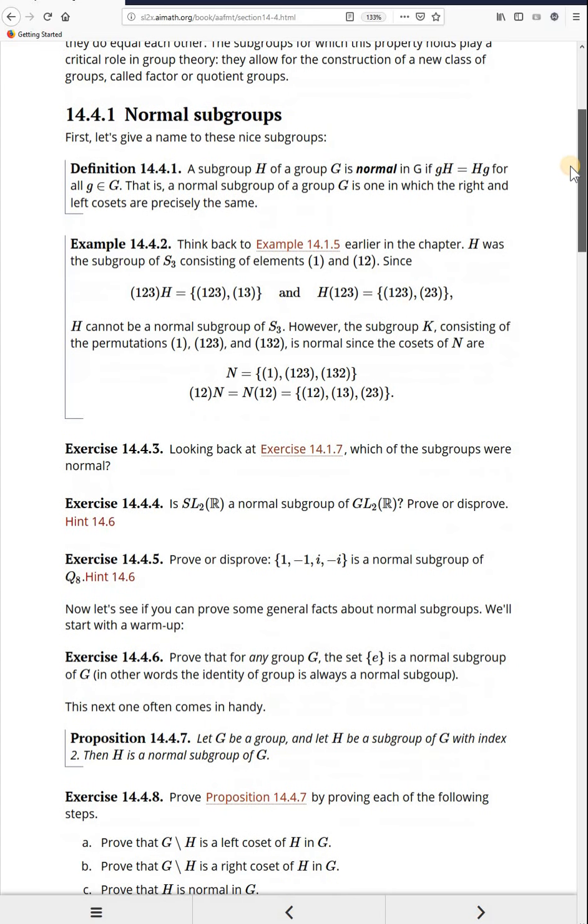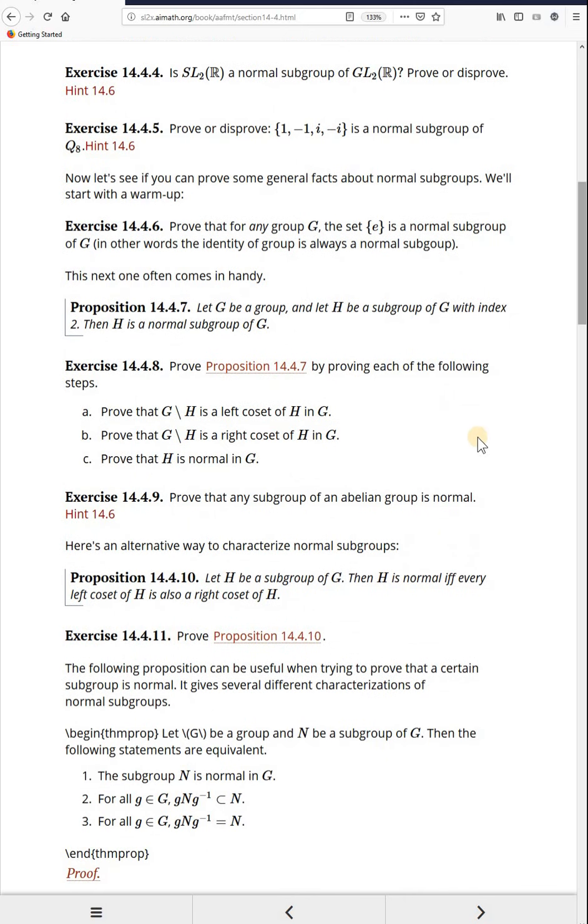Well, I mean, see, the thing is that this one says GH is this specific right coset. Definition 14.4.1 is very specific. It says that if I have a left coset, then it's equal to this right coset. Now, 14.4.10 says every left coset is a right coset. It doesn't say which one. Gotcha. All right, so this one is less specific.